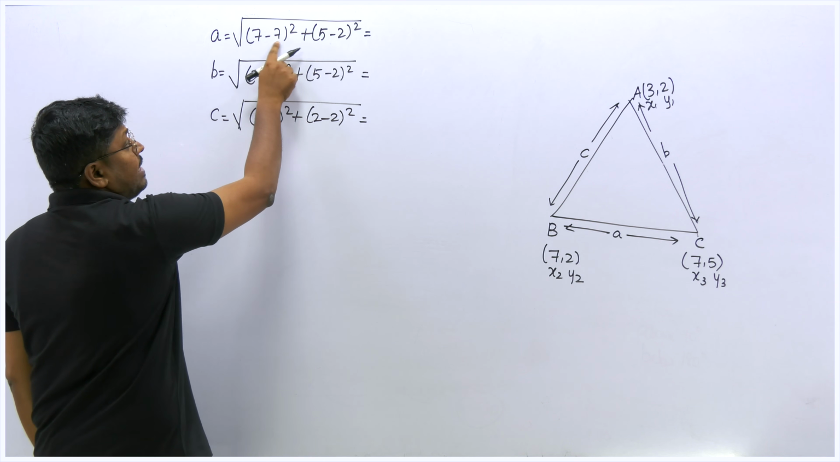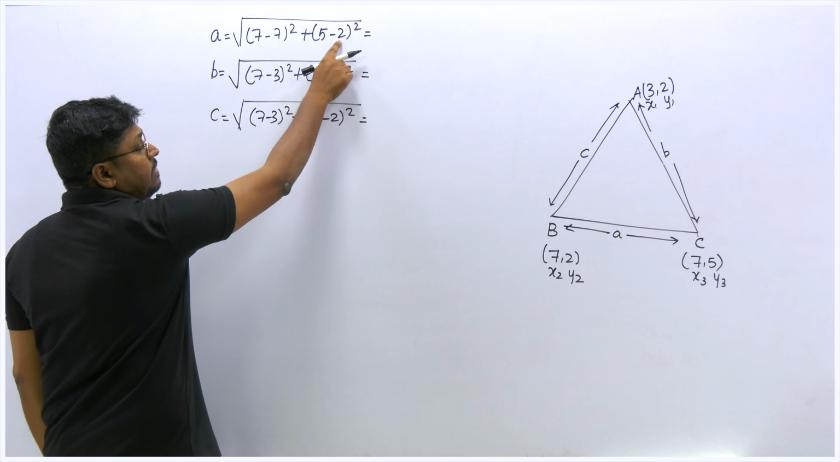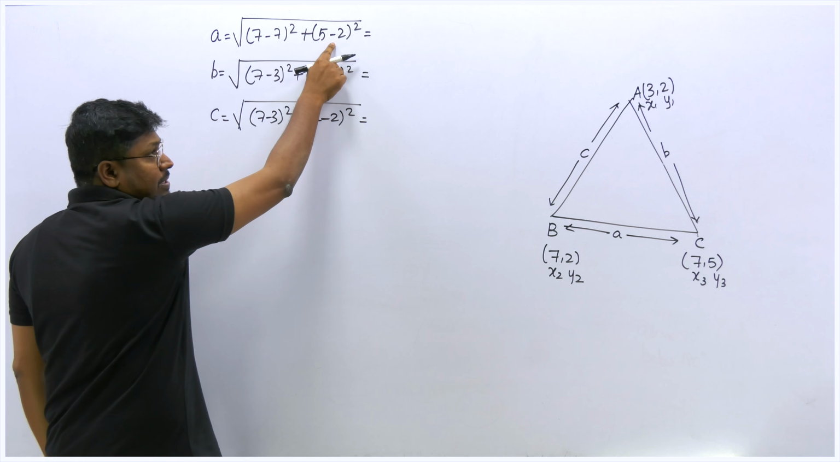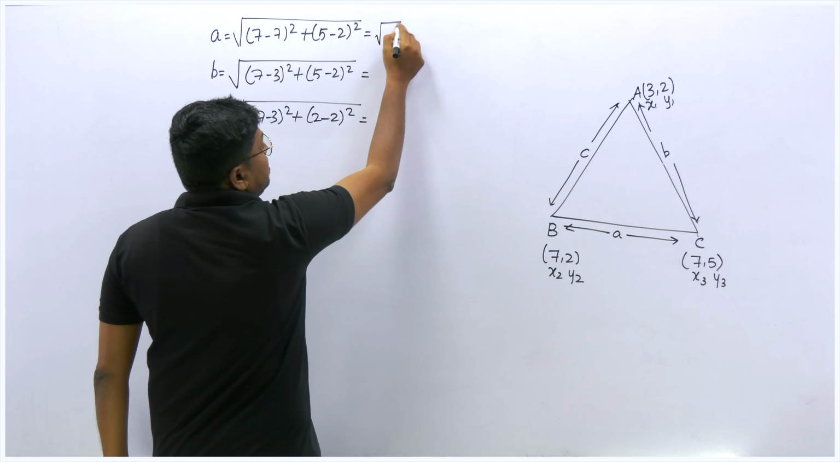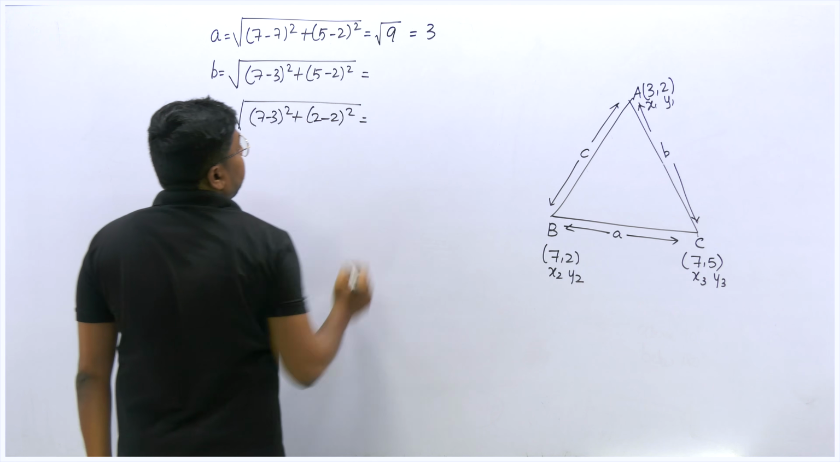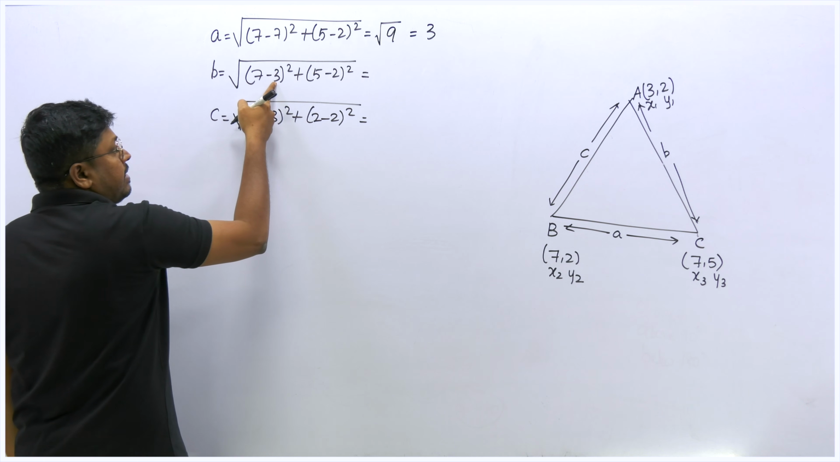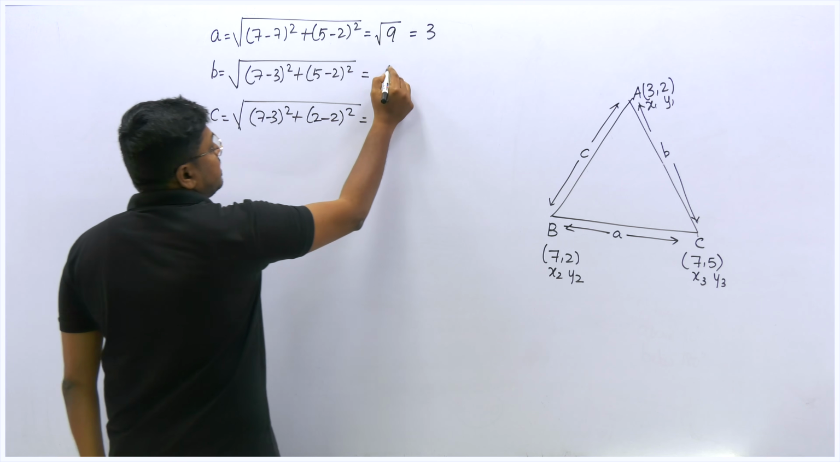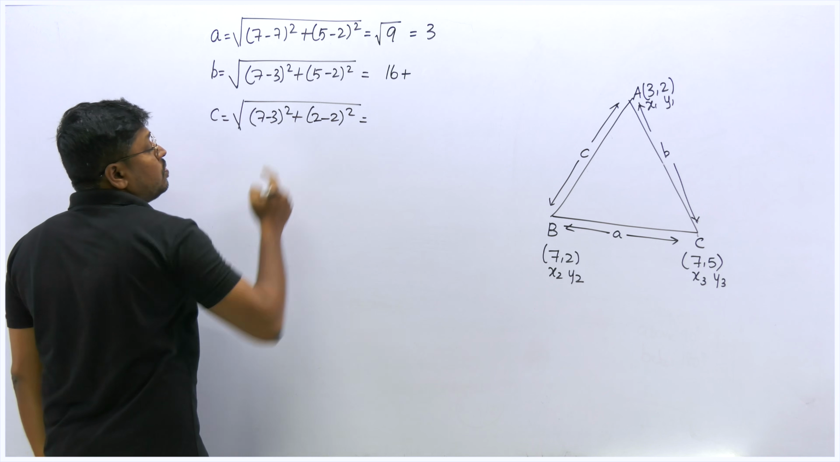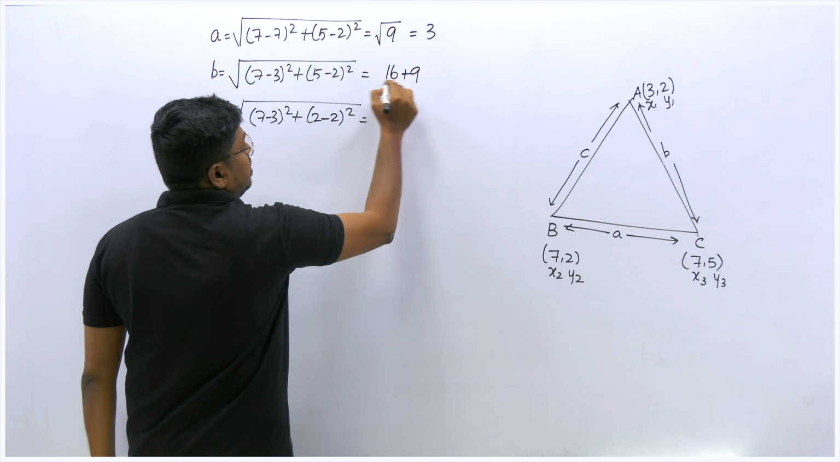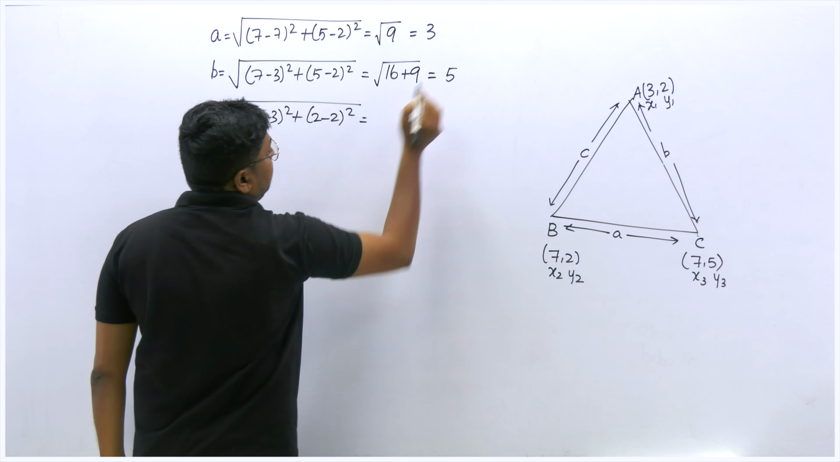So now 7 minus 7 is 0. 5 minus 2 is 3. So 3 square is 9. Square root of 9 is equal to 3. Understood? Second, 7 minus 3 is 4, so 4 square is 16. 5 minus 2 is 3, so 3 square is 9. So square root of 25 will be 5.